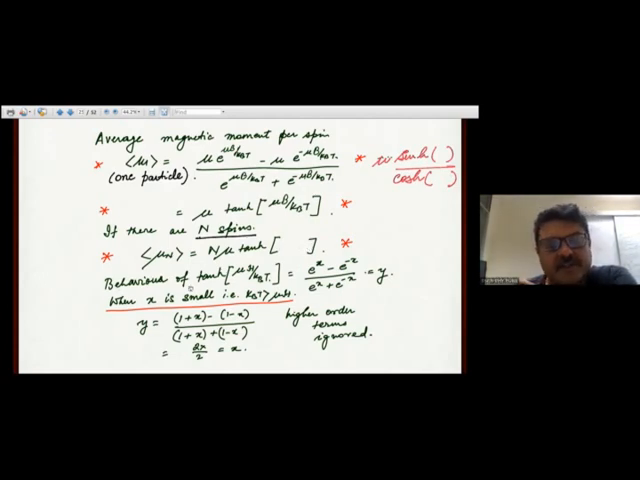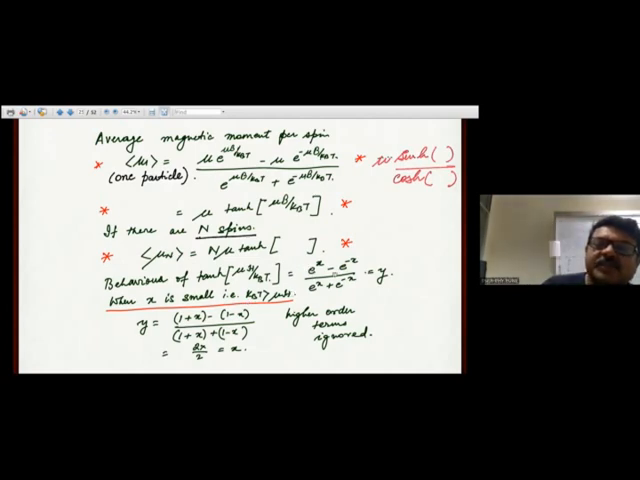What's the behavior of tanh of mu B by kBT? So it's e to the power x minus e to the power minus x. So this is the function, tanh. When x is small, when would x be small? When kBT is much higher than mu B. So this energy scale is much higher than this energy scale. This is small and this is very high. Then x would be small.